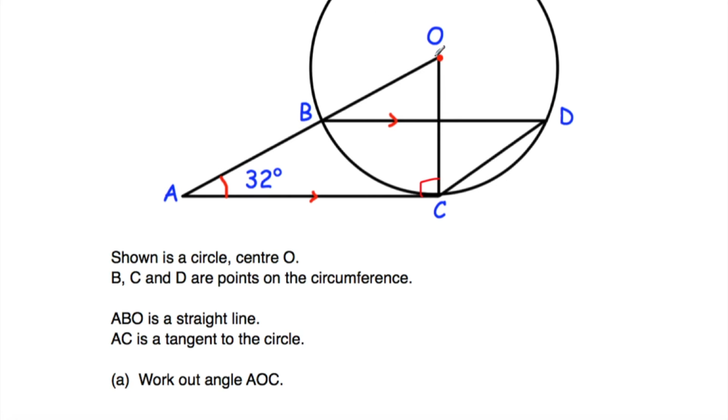So we want to find the size of that angle. Well, actually, because that tangent and the radius meet at 90 degrees, we've got this right angle triangle. So triangle AOC is a right angle triangle. We know one of the angles is 32 degrees. We know this one's 90 degrees.